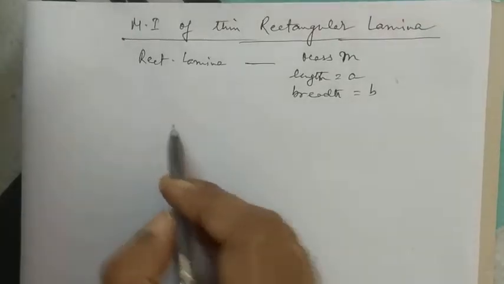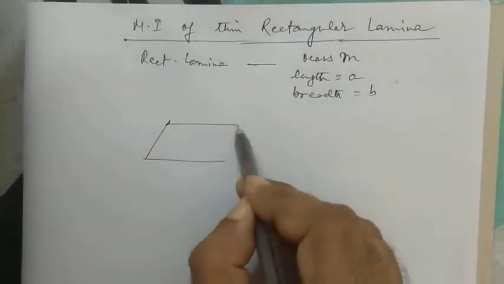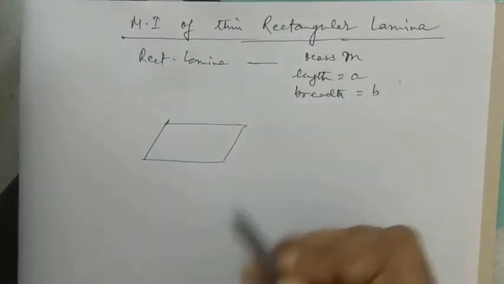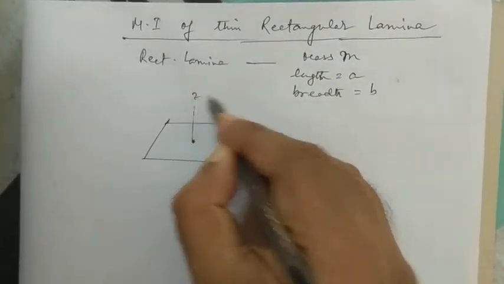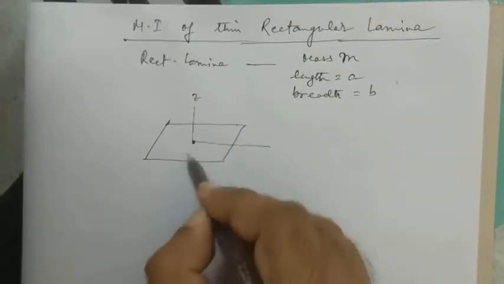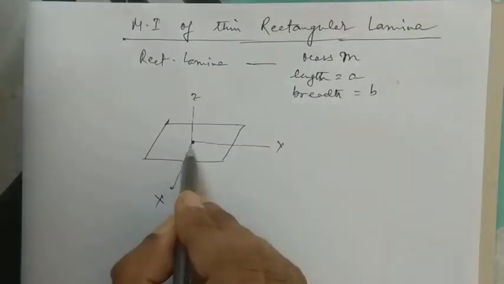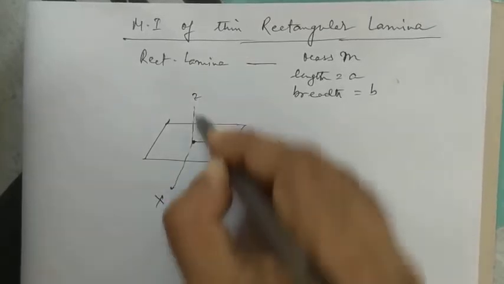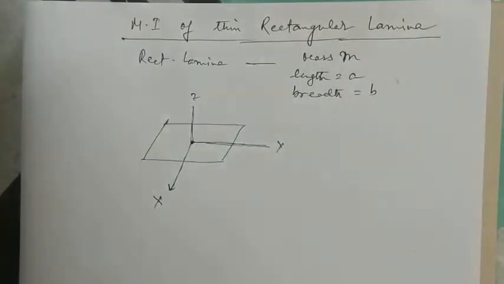Now if we try to draw the diagram, this is the rectangular lamina, the center of the lamina, this is the z-axis. We take this one and this one to be the other two axes, one is x and this be y. This is x, this is y, this is z.